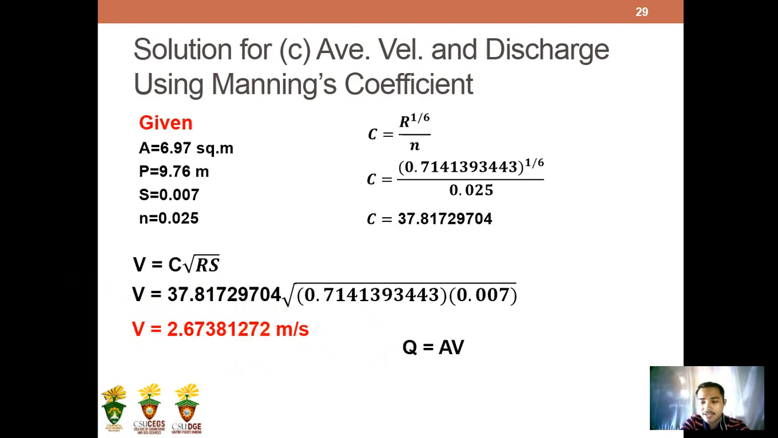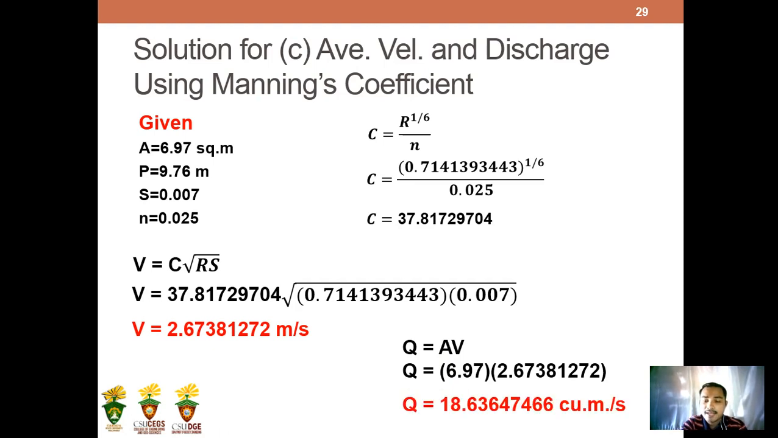And the corresponding discharge is again using this formula, Q is equals to AV. So substitute the value for A to be 6.97 and velocity to be 2.67381272. So we can have now the value for Q, or the discharge, to be 18.63647466 cubic meter per second, or let's say 18.636 cubic meter per second.